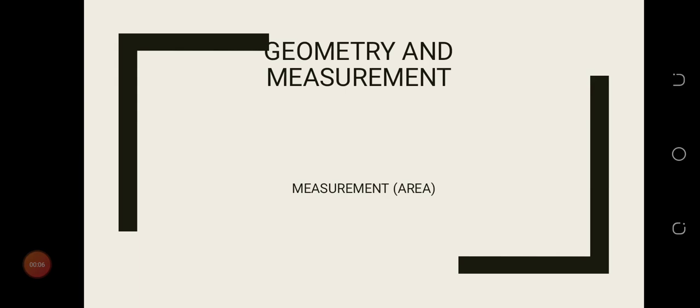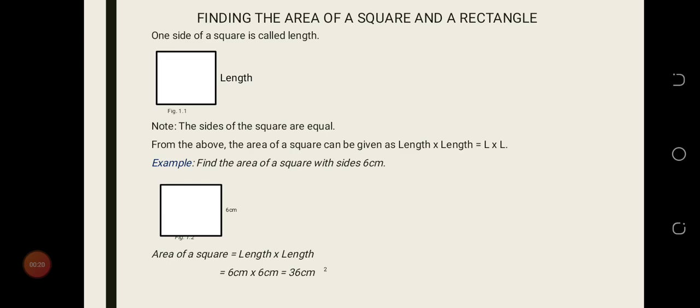We are still on geometry and measurements. Today we are going to talk about area: how to find the area of a square and a rectangle. So, find the area of a square and a rectangle.